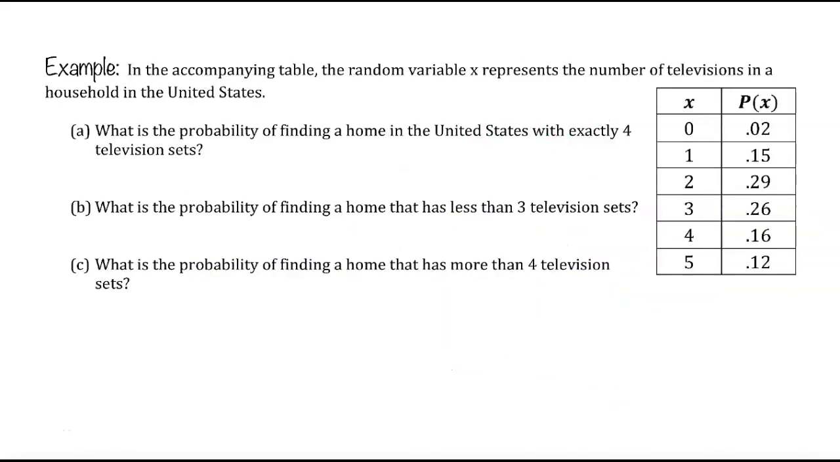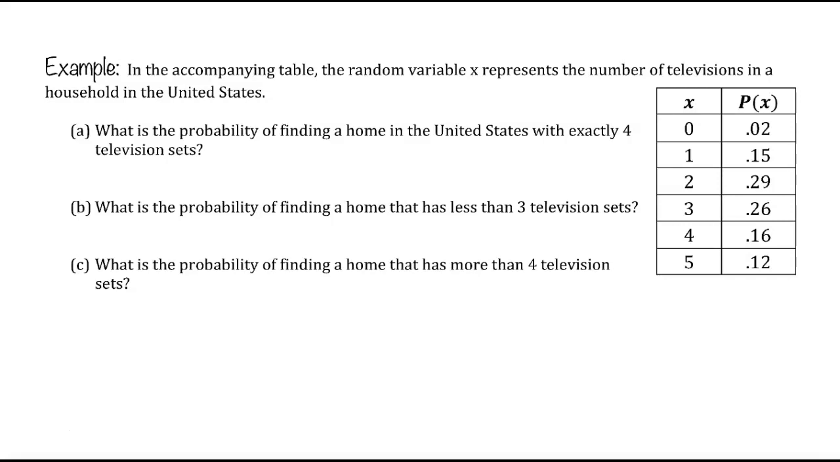In this next example, we are actually given a probability distribution, and you can add up those probabilities to make sure they add up to 1. Also notice that each individual probability is between 0 and 1 inclusive. In this situation, X represents the number of televisions in a household in the United States. We're first going to find the probability of a home in the United States with exactly 4 television sets.